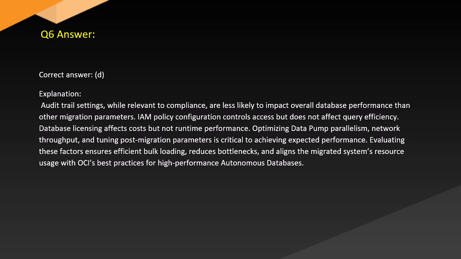Optimizing Data Pump parallelism, network throughput, and tuning post-migration parameters is critical to achieving expected performance. Evaluating these factors ensures efficient bulk loading, reduces bottlenecks, and aligns the migrated system's resource usage with OCI's best practices for high-performance autonomous databases.